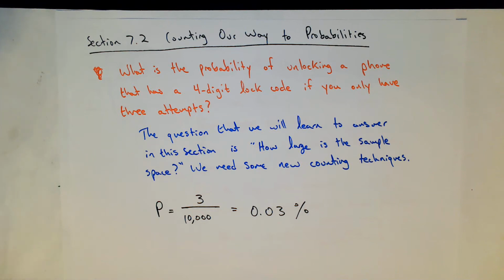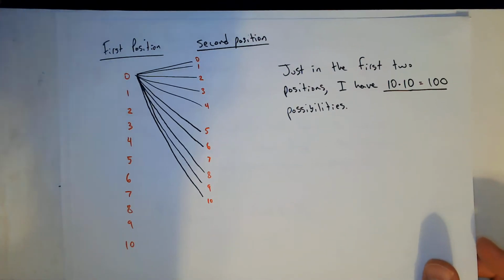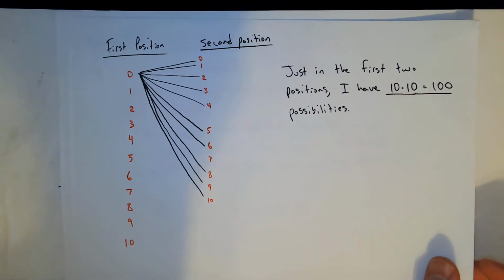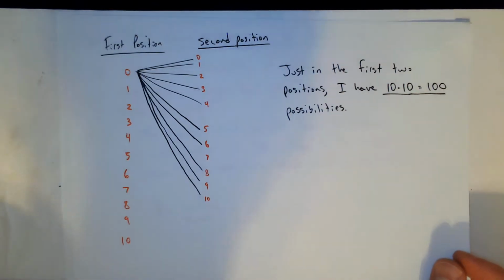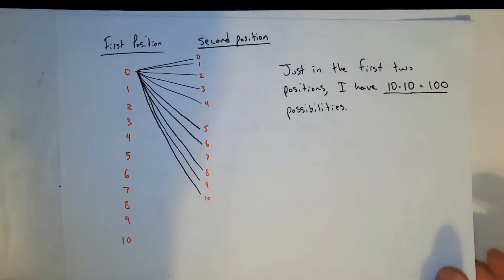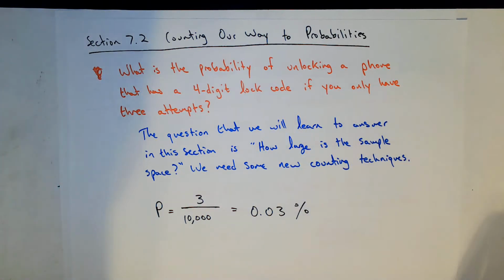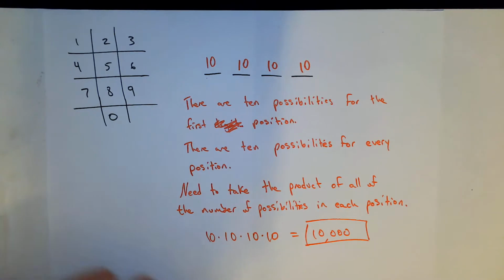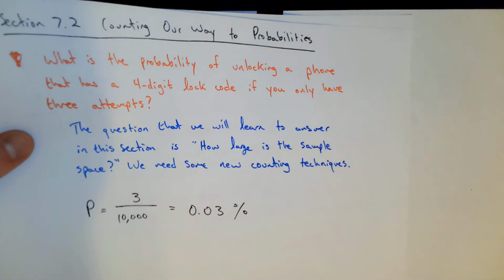0.03%. Cool. Now, this picture was not very great because, I mean, it's just too much, right? I can't even list all of them in the 2nd position on one page because there's 100 possibilities just in the first 2 positions. Let alone all of them, right? I mean, there's 10,000, right? Once you get to the 4th position, there's 10,000. So, let's look at a smaller example that I will be able to draw a full tree diagram for.